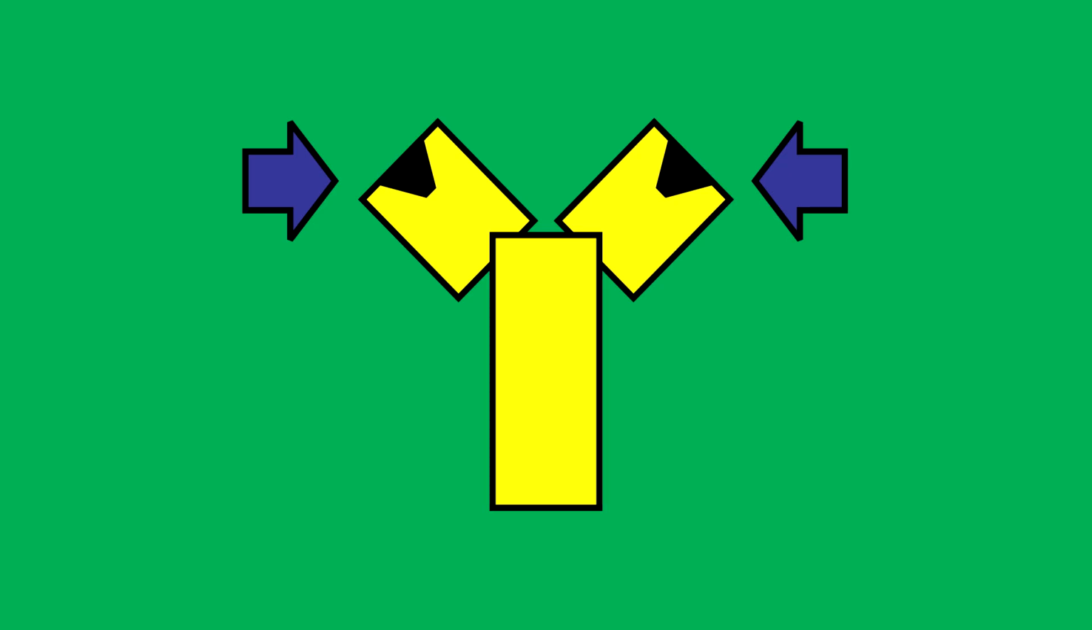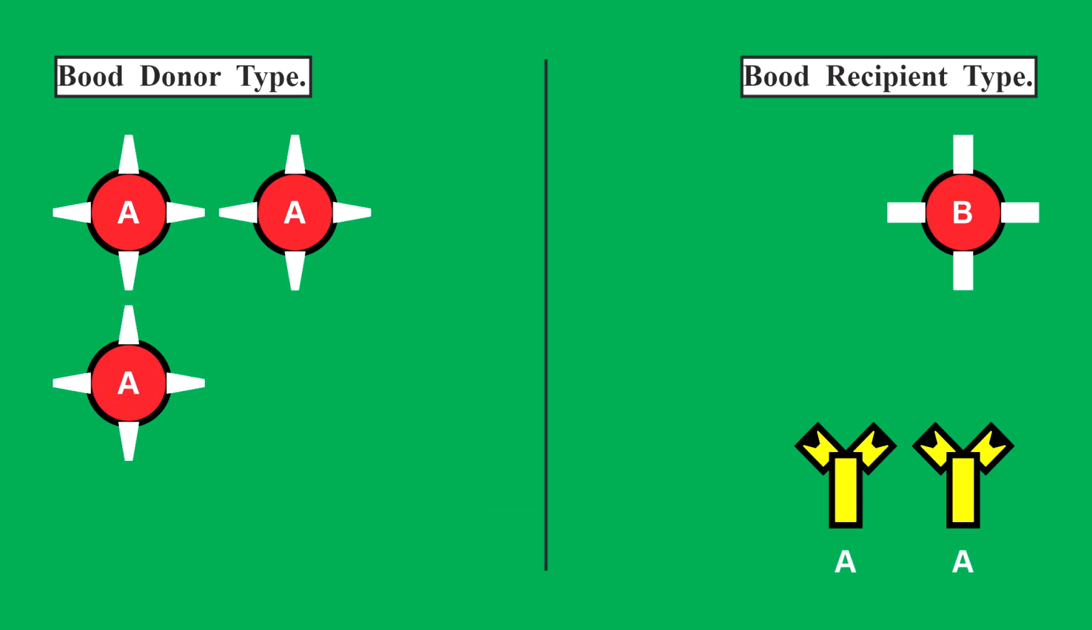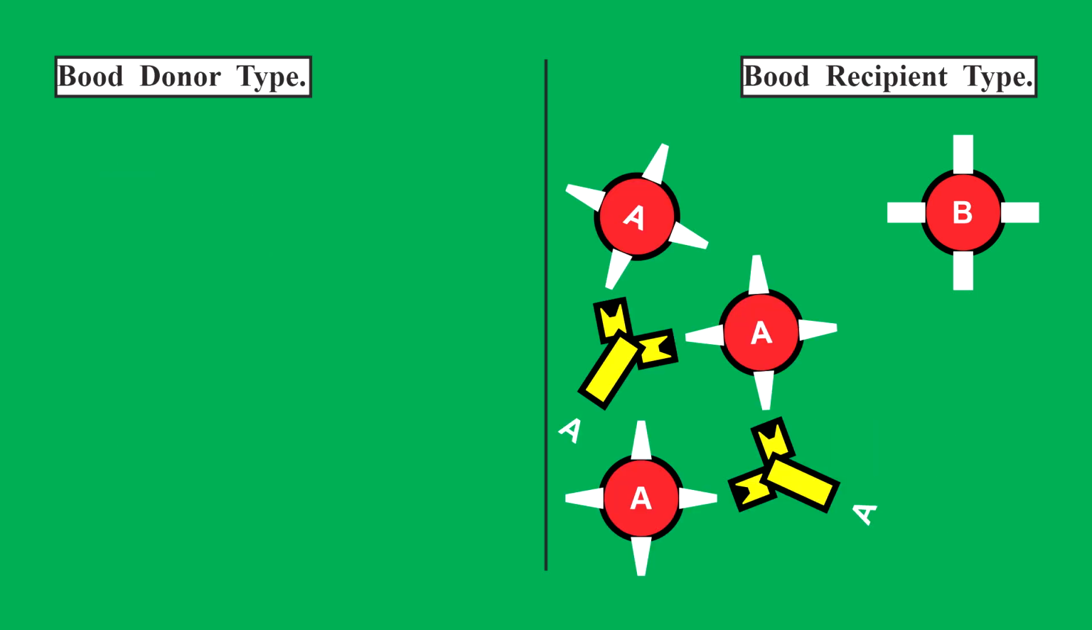When you receive a blood transfusion, you will be receiving the red blood cells and the antibodies that go with the red blood cells. Let's say you have blood type B, but you get a blood transfusion of blood type A. Your antibodies will go after the A antigen.